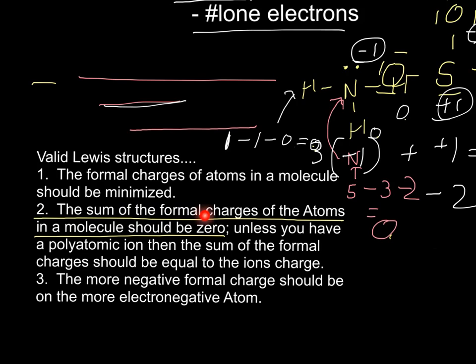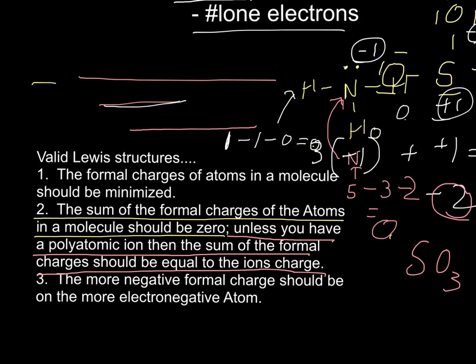The sum of the formal charges of the atoms in a molecule should be 0, unless you have a polyatomic ion. Then the sum of the formal charges should be equal to the charge on the ion. So when I added up all my formal charges, I wound up with a -2. And what's the charge on sulfite? 2 negative. So the sum of my formal charges should also be 2 negative. So that means I have a valid Lewis structure.